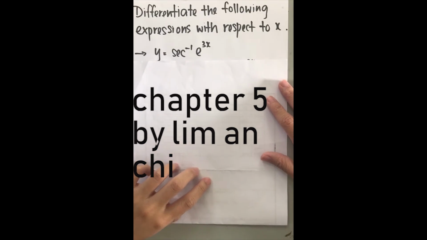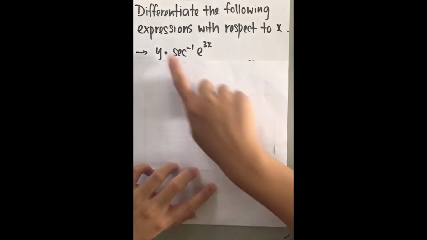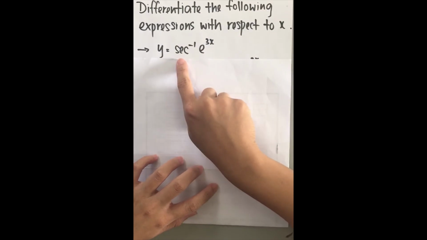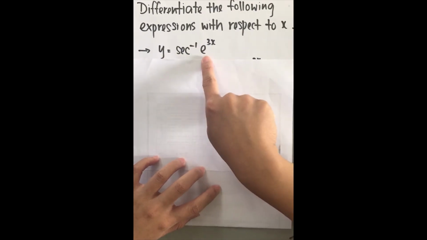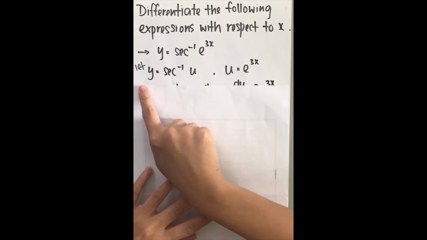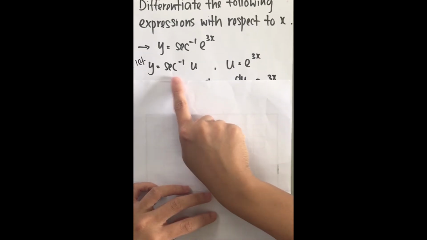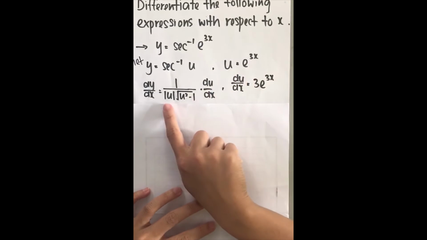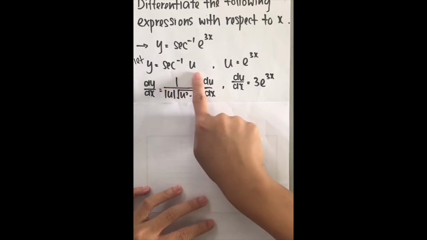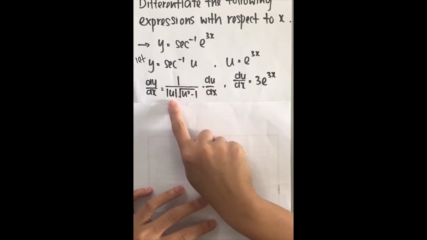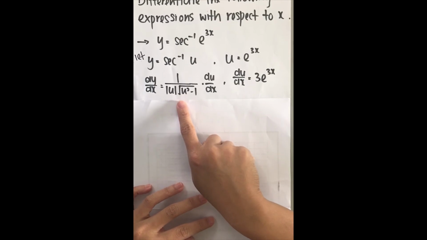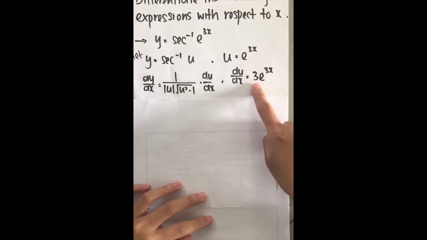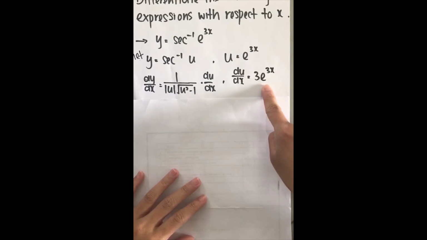Now I'm going to show the example from chapter 5. Example 1. Differentiate the following expression with respect to x. Y equal to inverse secant of e to the power of 3x. Step 1. Let y equal to inverse secant u and u equal to e to the power of 3x. According to the formula, differentiate inverse secant u, you'll get 1 over modulus u times square root of u squared minus 1, times du over dx. Differentiate e to the power of 3x, you'll get 3 times e to the power of 3x.